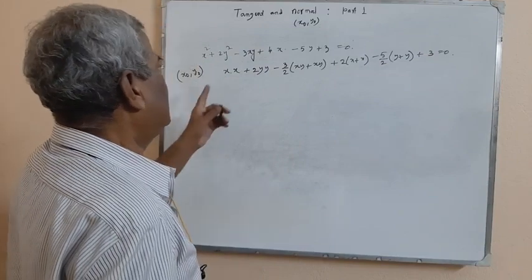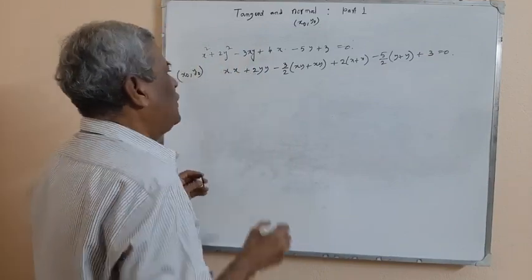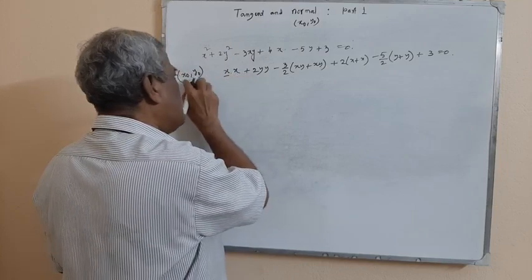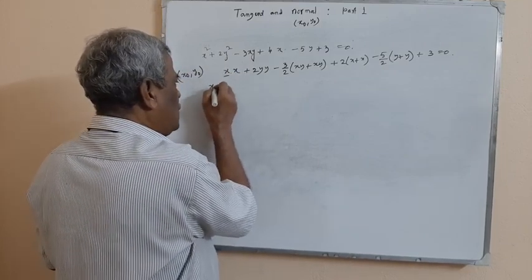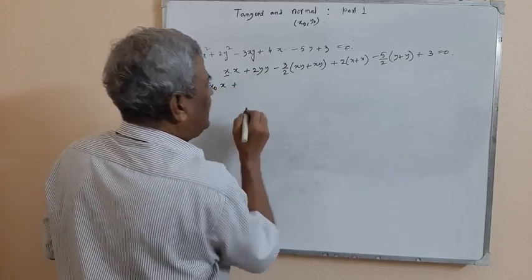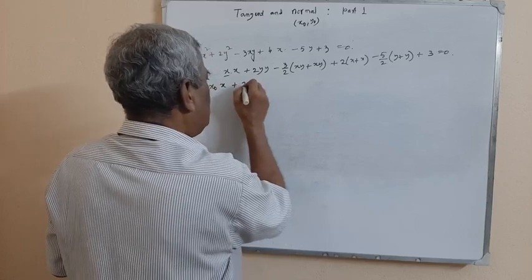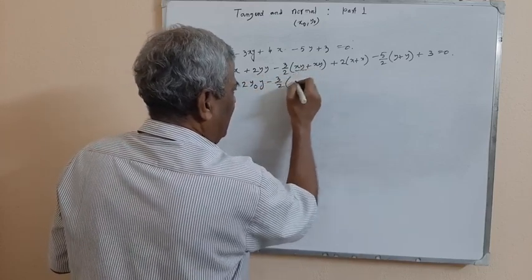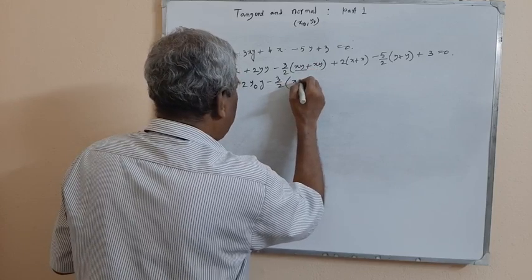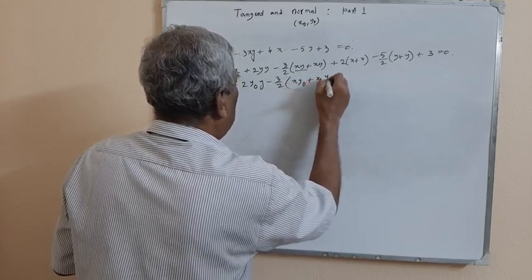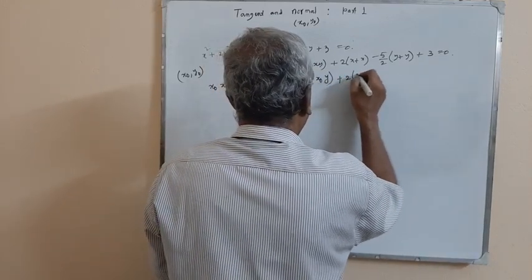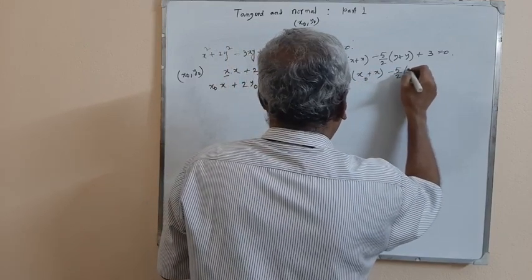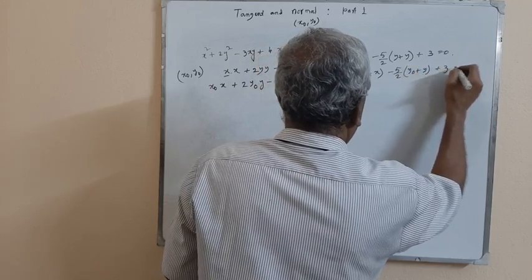Now, in order to get the tangent of that curve at the point x0, y0, keep one x intact and the other x replaced by x0, so that this becomes x0 into x plus, for that, 2 into y0 into y minus 3 by 2 into x into y0 plus x0 into y plus 2 into x0 plus x minus 5 by 2 into y0 plus y plus 3 is equal to 0.